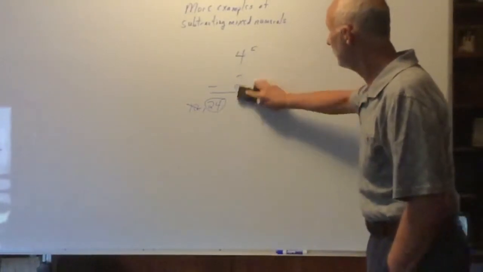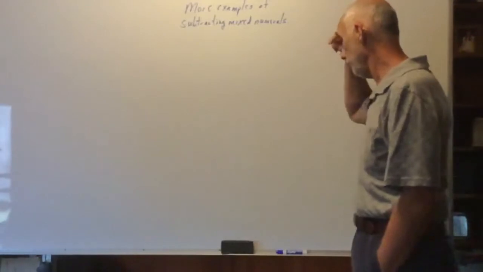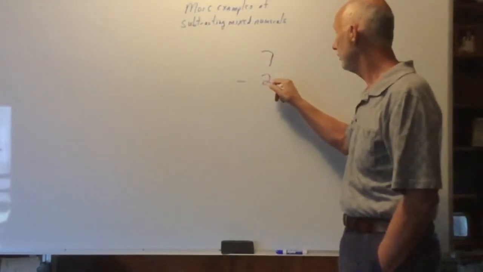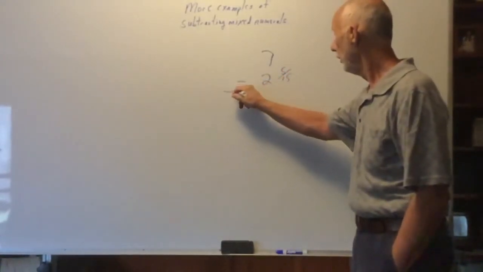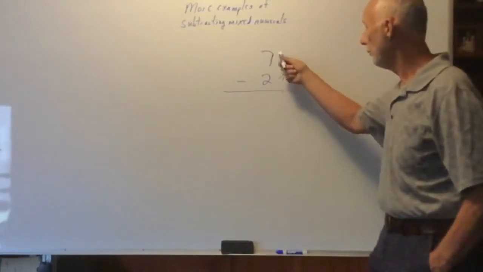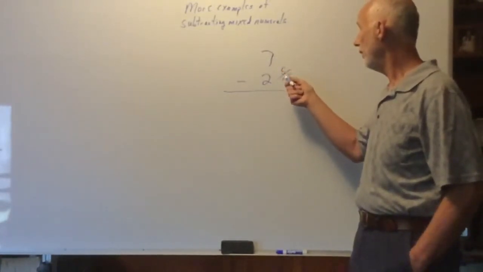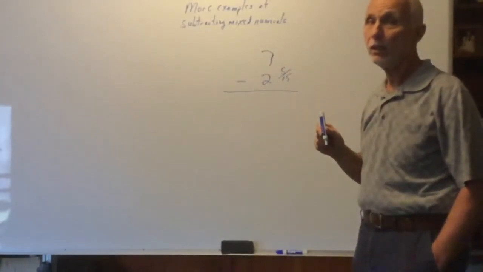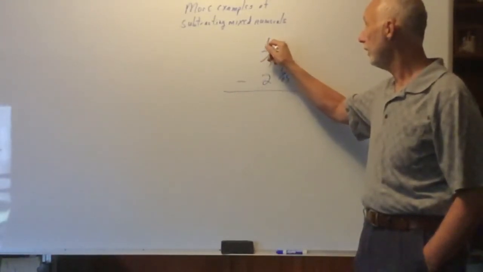I will show you one other kind that you have to borrow in that sometimes people have trouble with, and it would be one like this. Again, if I had a whole number minus a mixed numeral, how can I take a mixed numeral away from a whole number if I don't have anything here to take it away from? You guessed it, borrow. Cross out the 7 and make it a 6.